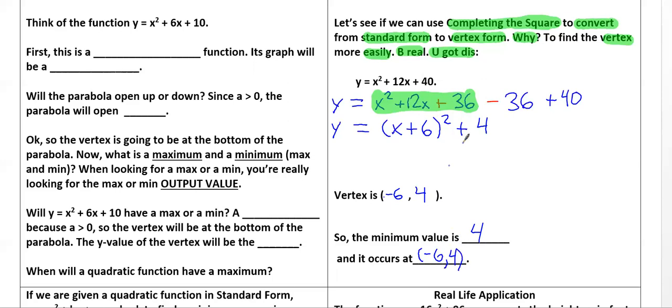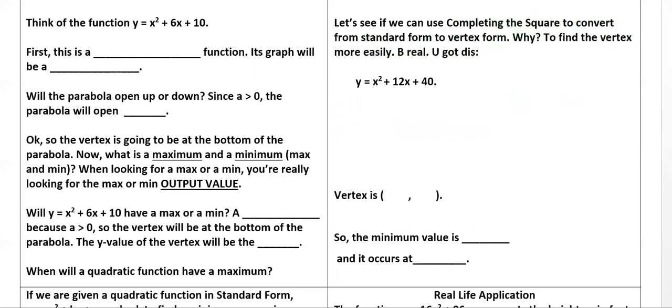Okay, so completing the square converts from standard to vertex form. Beautiful. All right, I'm going to make that part 1 in this video, and then I'll also post part 2.